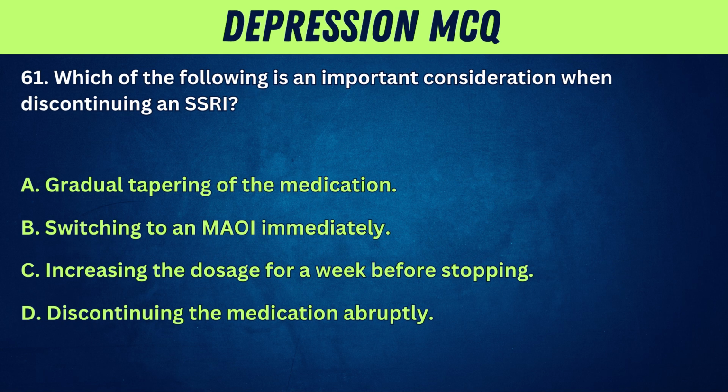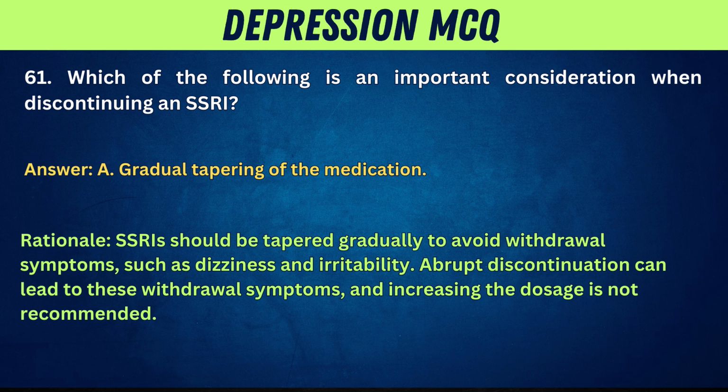61. Which of the following is an important consideration when discontinuing an SSRI? A. Gradual tapering of the medication. B. Switching to an MAOI immediately. C. Increasing the dosage for a week before stopping. D. Discontinuing the medication abruptly. Answer: A. Gradual tapering of the medication. Rationale: SSRIs should be tapered gradually to avoid withdrawal symptoms such as dizziness and irritability. Abrupt discontinuation can lead to these withdrawal symptoms, and increasing the dosage is not recommended.